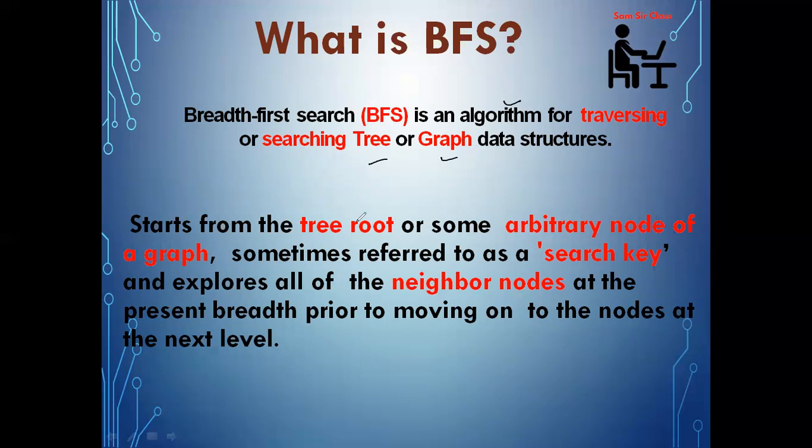It can start from any tree root or from any arbitrary node of a graph. Sometimes that particular value is known as a search key, what actually you are searching. And it will find all the neighbors of the present node. So you have to find all the neighboring nodes according to breadth first, because you have to go side by side for a particular level of nodes, you have to traverse, then you are allowed to go to the next level.